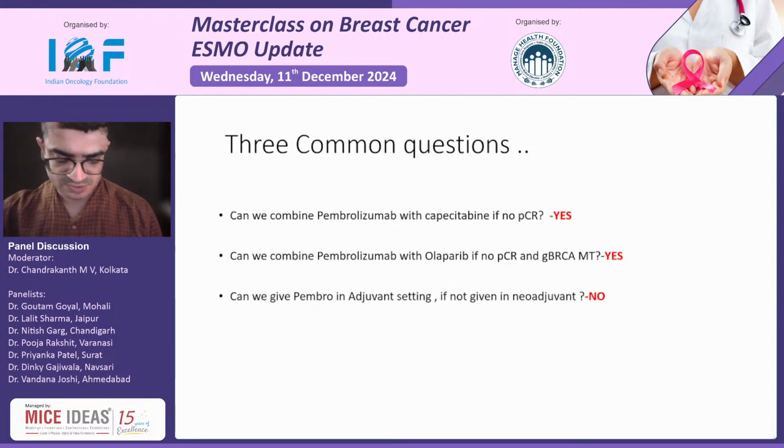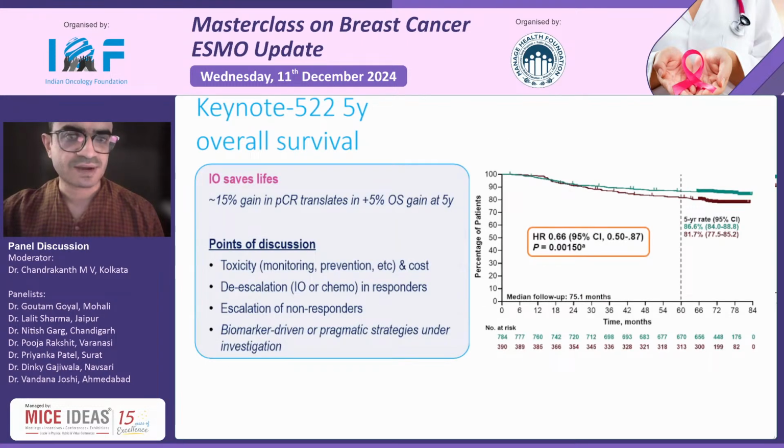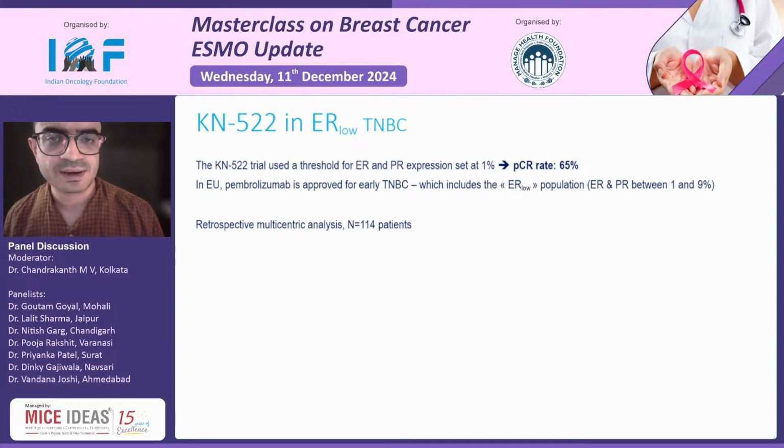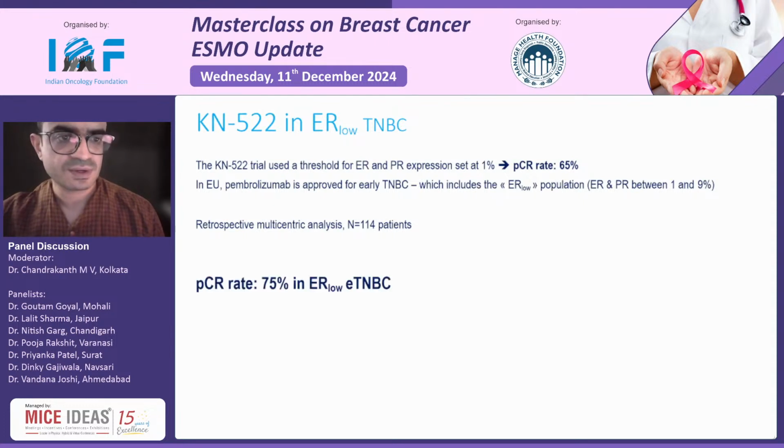So now let's go to some finer dissection of the data. This is 522 overall survival, and then what is important is ER low. Keynote 522 used a threshold of ER/PR set at 1%. The pCR rate was 65%, which was much more impressive, so pCR 75% in ER low early TNBC.